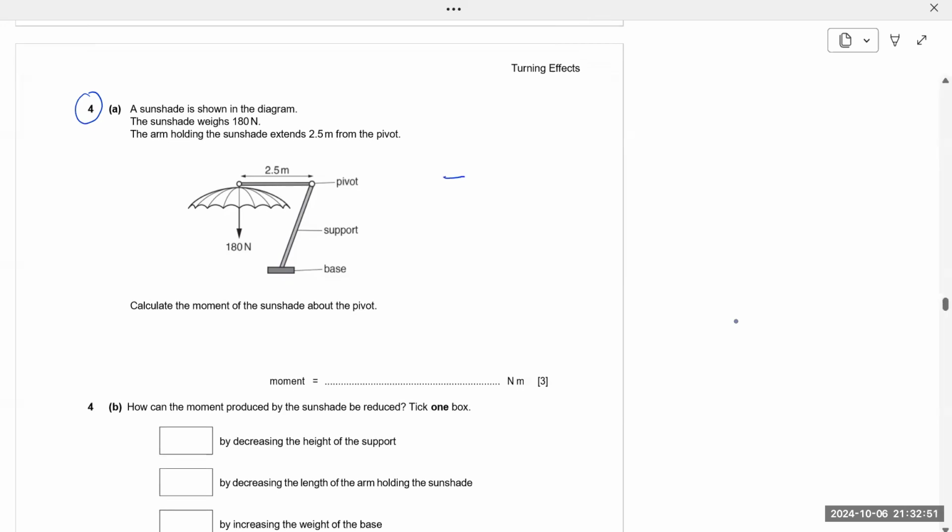طيب المفروض إن احنا حافظين moment equals force times perpendicular distance from pivot. Equals the force is 180 newtons times the distance which is 2.5 meters، هيطلع 450 Newton meters.